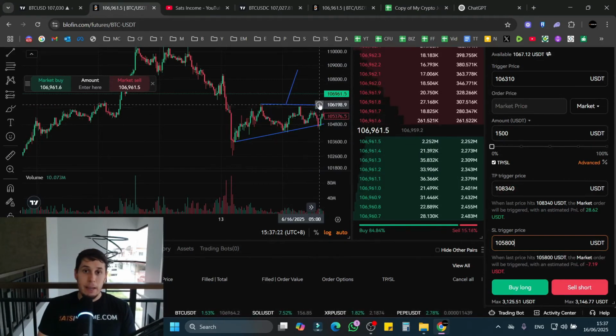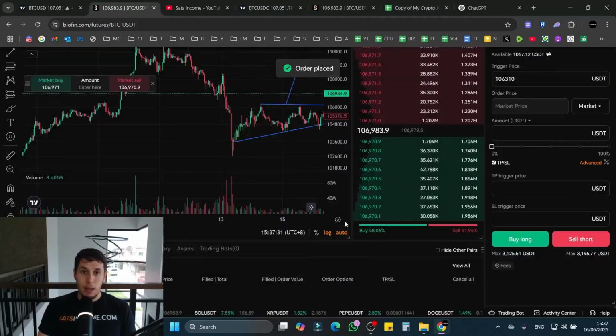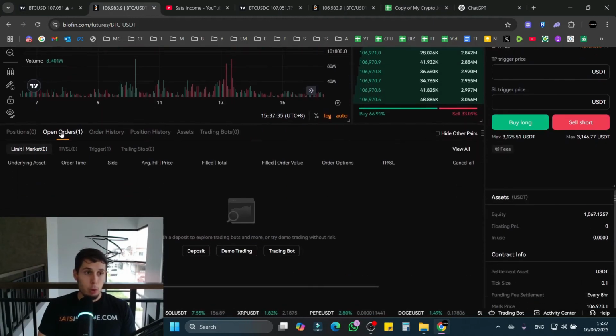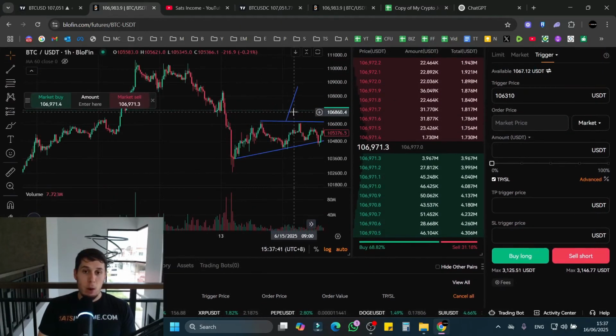So basically, if it turns out to be a fake out and it goes back into a triangle, you're going to exit and you're going to lose $7. So this is another trade, right? But it's playing this same setup. If we go to the open orders right here, you have to go under the trigger and you will see this trade. So now we have two trades.